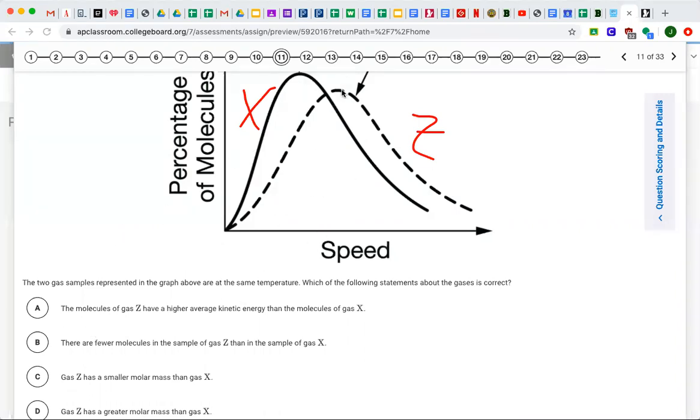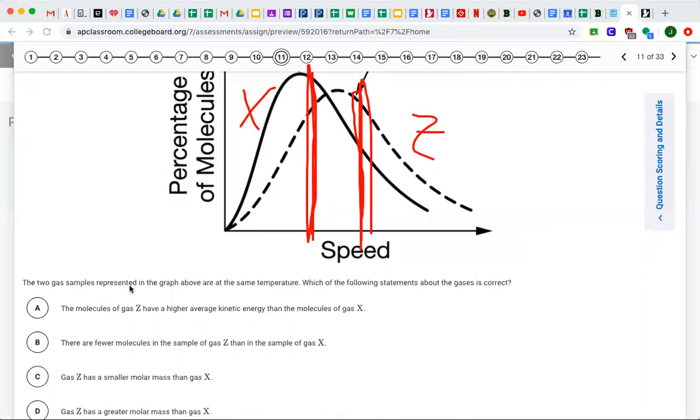But what do you see here? If this is sort of the middle of the molecules for Z, and this is sort of the middle of where the molecules are in X, which one has the greater average speed? Z, yeah, that's correct. So they have higher average kinetic energy. Oh, actually, they might be at the same temperature.